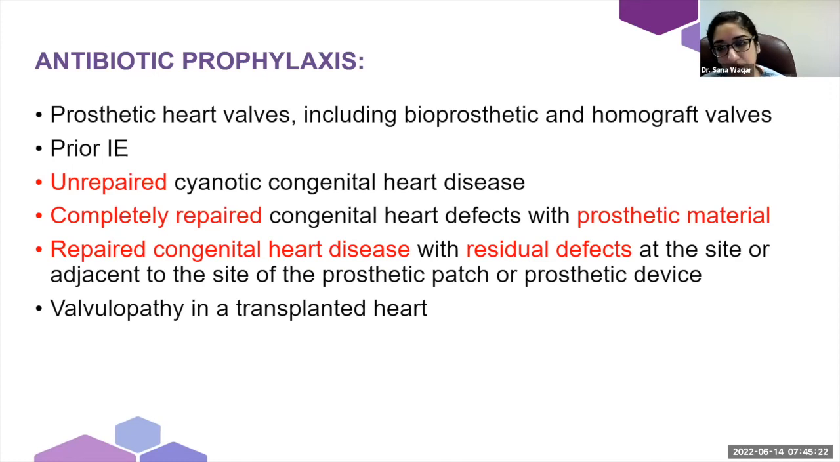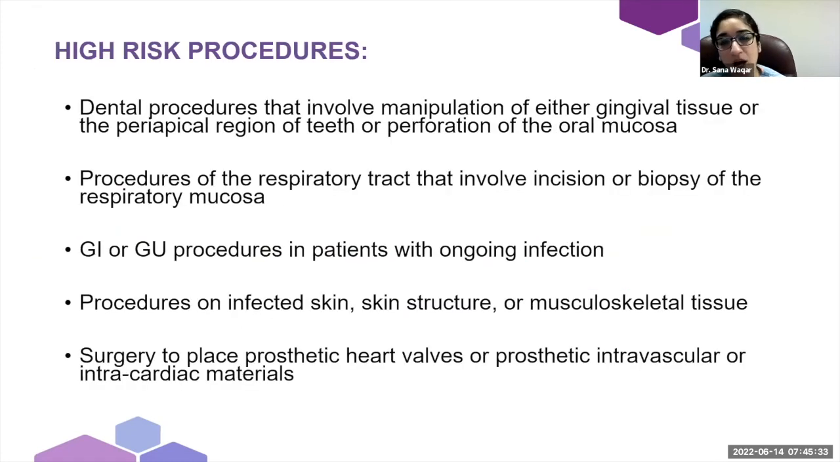If the patient is undergoing, for example, a dental procedure, you will prophylax them with antibiotics prior to the procedure to prevent development of infective endocarditis. What are the high-risk procedures? So dental procedures that involve manipulation of gingival tissue, aggressive procedures, especially that would involve bleeding, procedures of the respiratory tract that involve biopsy or excision, GI or GU procedures in the patients with ongoing infection.